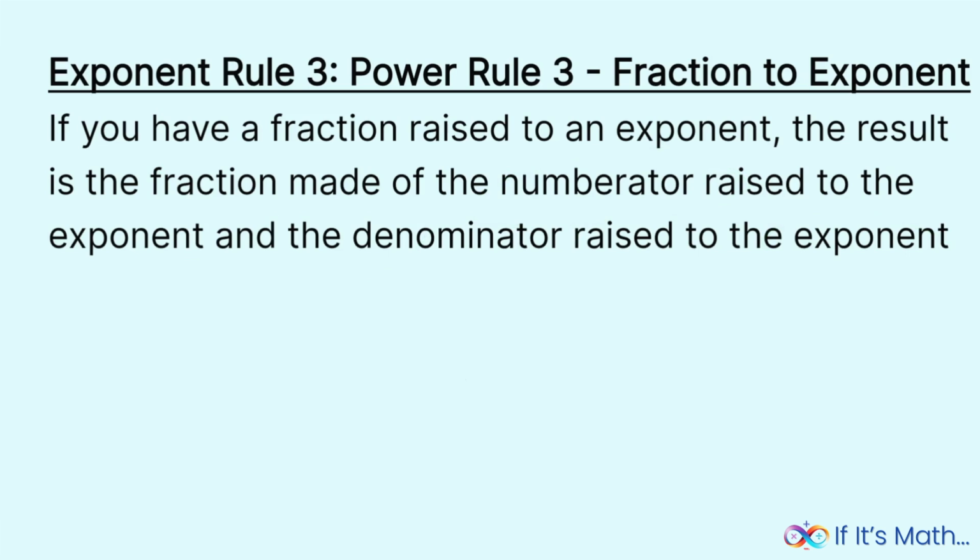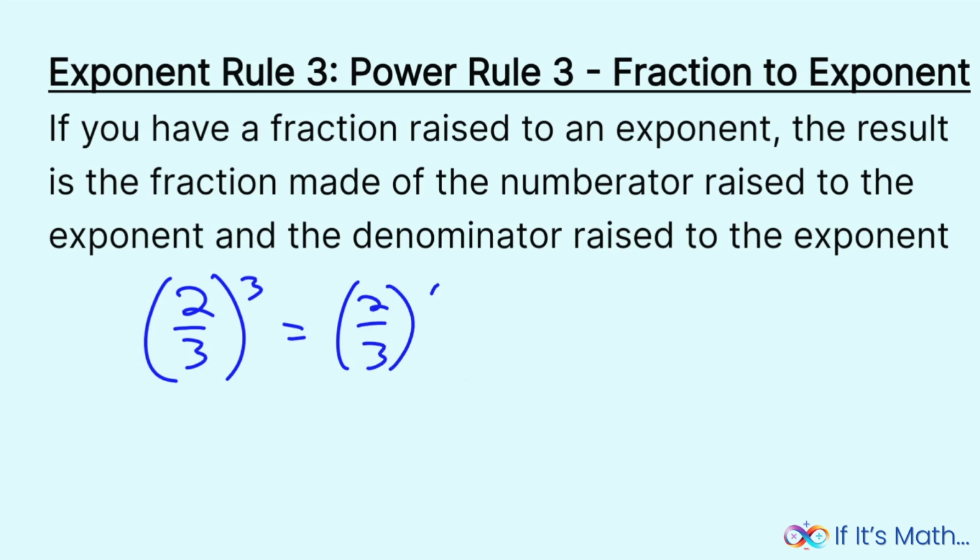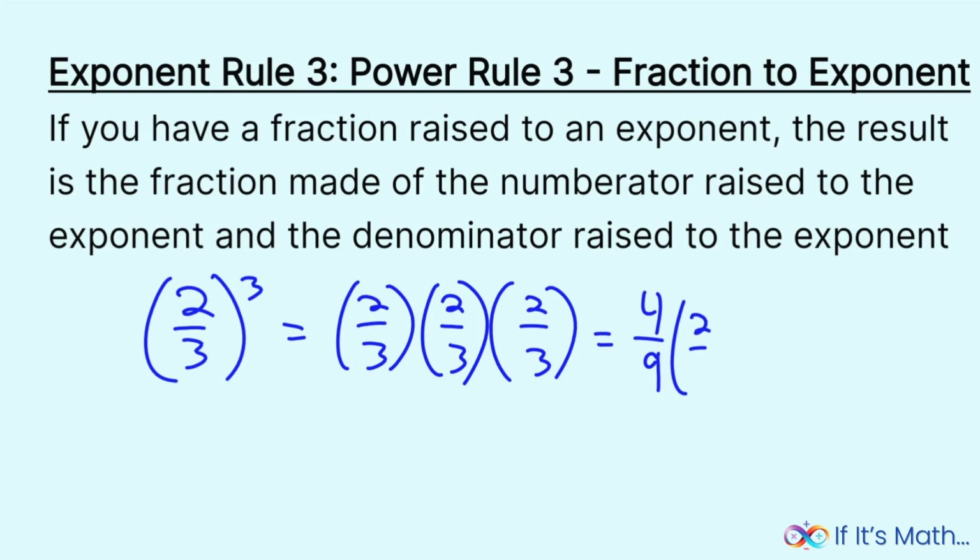So if you have, let's say, 2/3 to the third, we know that that is 2/3 times 2/3 times 2/3. Then if you do the first two together, that'll give you 4/9 times 2/3, which will give you 8/27.